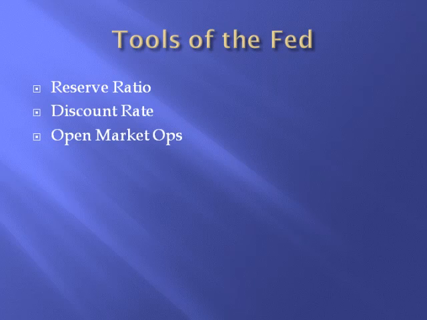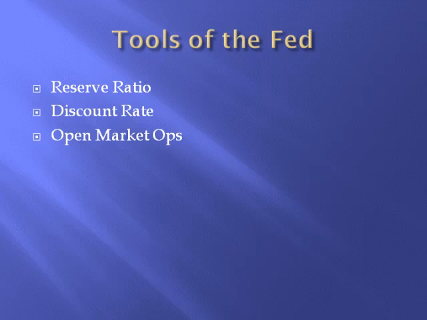Well, when the Fed operates, when the Fed controls the money supply, they have 3 primary tools. One is called the reserve ratio. The reserve ratio tells us the percentage of a bank's deposit that it must hold. In other words, when you put money in a bank, let's say you put $100 in a bank account, the bank has to keep part of that money, 10%, in reserves. They're not allowed to lend it, but they can do whatever they want with the other $90.